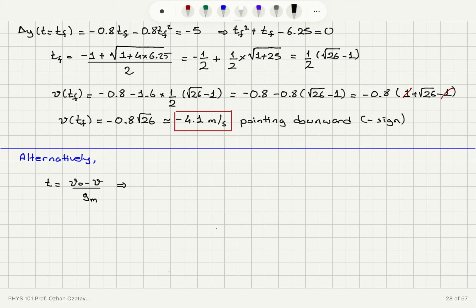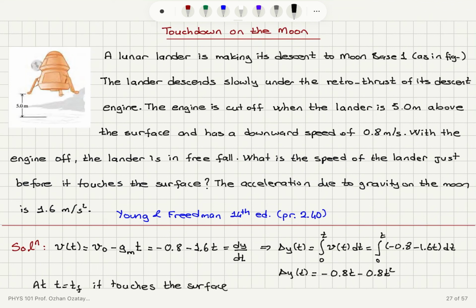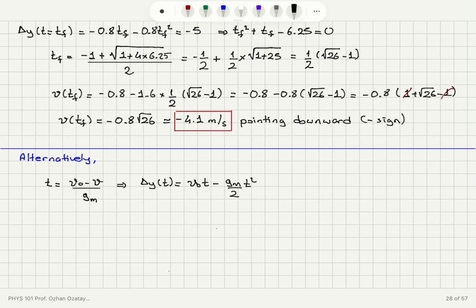And with that, delta y of t is equal to v0t minus gm over 2 t squared when I integrate v of t dt. This is what I find here. Basically, this is what I have done here. v0t minus gm t squared over 2, that would be the integral from 0 to t.